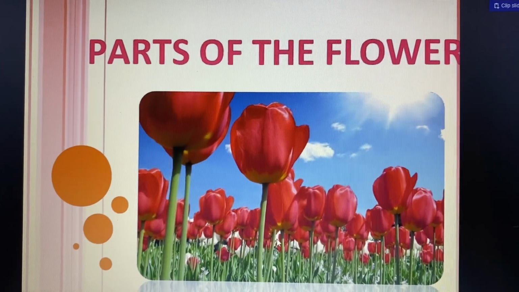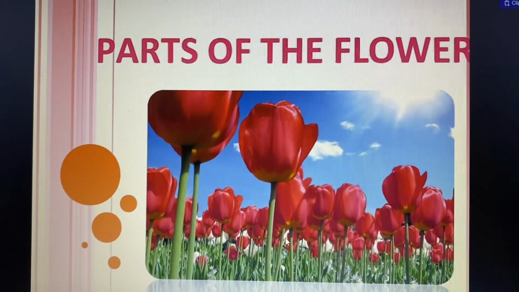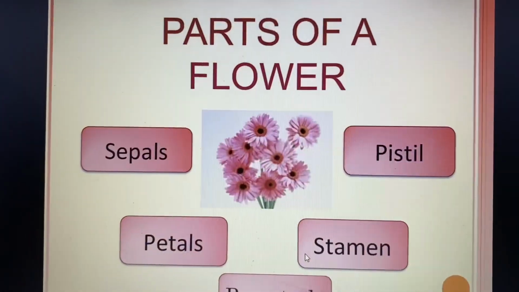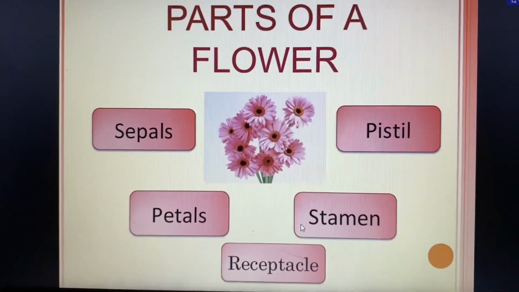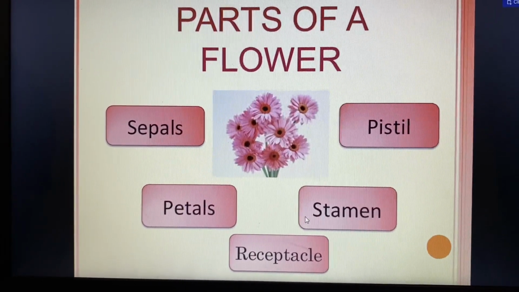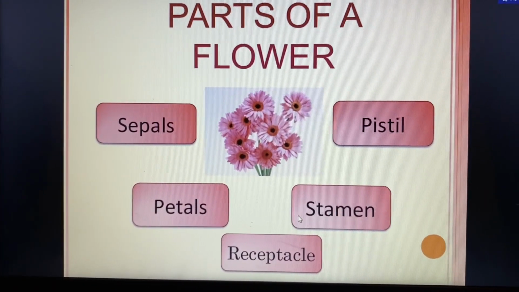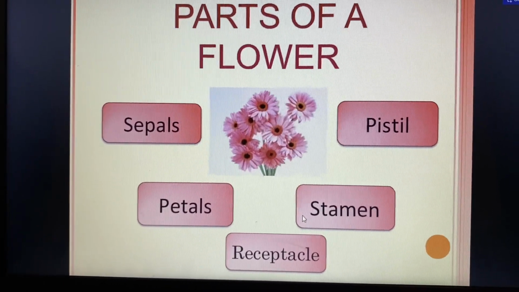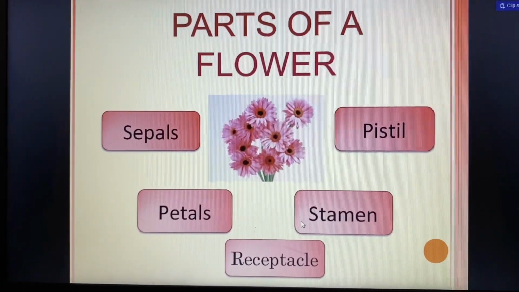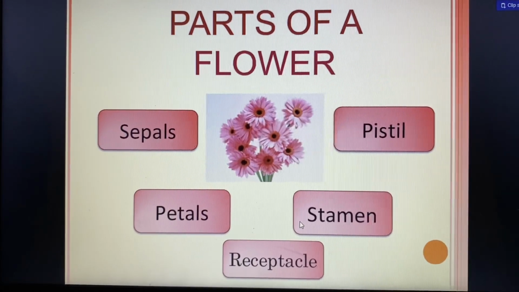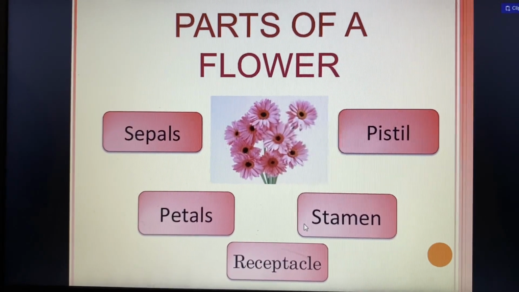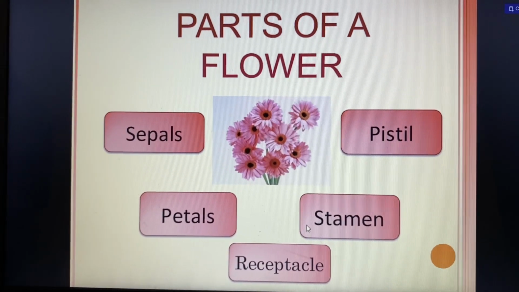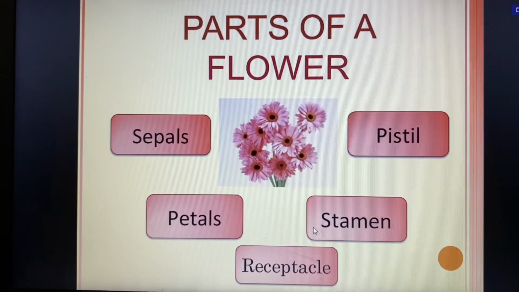Parts of the flower. Okay, now let's proceed to our vocabulary words. Let's read the parts of the flower. We have sepals. Next, petals. Next, pistil. Okay, next, stamen. Okay, next, receptacle.